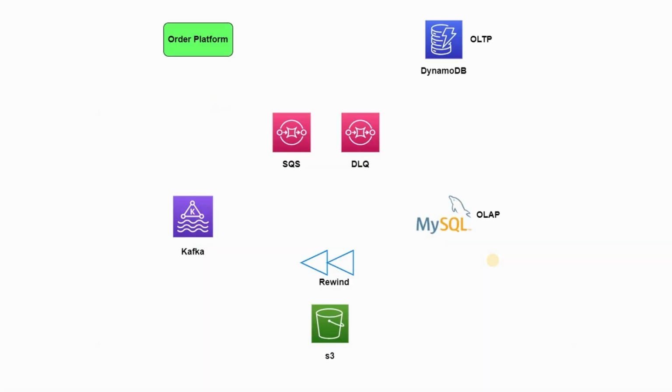Now let us try to understand the architecture in depth. Okay, so they have created this architecture using different AWS services. Let me explain to you from the beginning. So here the customer is making some order which is going to the order platform. From the order platform, they are ingesting those events into DynamoDB, which is acting like an OLTP system. There are various reasons behind choosing the source as DynamoDB.